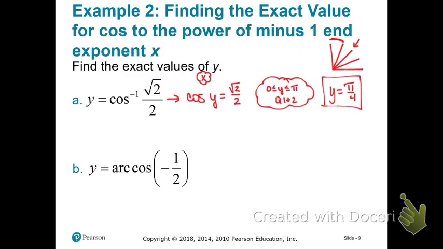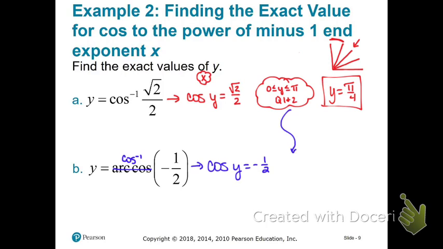All right, so the next one says y equals the arc cosine of negative 1/2. Guys, the arc trig function is the same as the inverse. It used to be more popular before, and you don't see it used as much now, but it just means the inverse. So I'm going to write the inverse cosine right above it, because it's the same exact thing. So I'm going to take the inverse, so cosine of y equals negative 1/2.